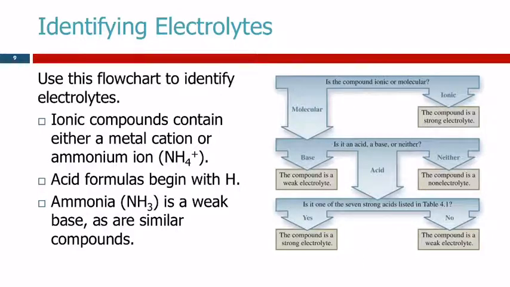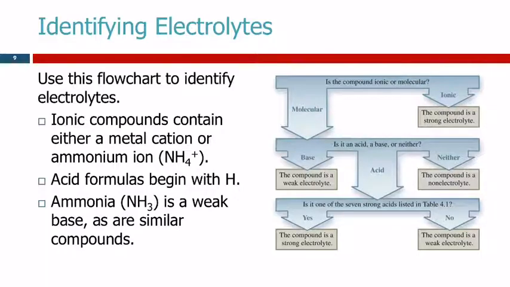So to identify an electrolyte, first ask yourself, is the compound ionic or molecular? We should already know how to identify that, because in order to name them, we have to identify whether it is ionic or molecular, so that we know which set of naming rules to use. Just to review, ionic compounds are going to have either a metal cation or the ammonium ion as the first part of their formula or their name.